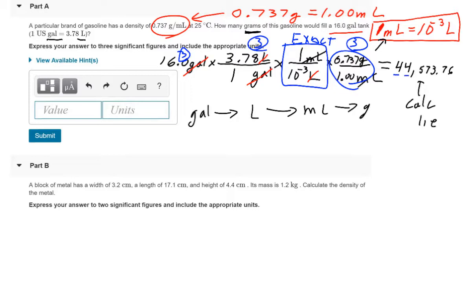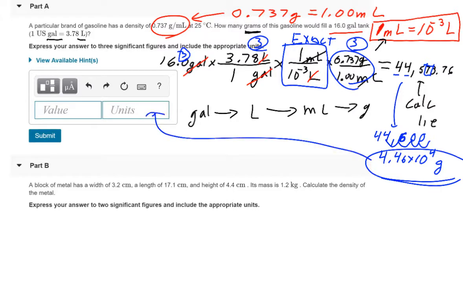1, 2, 3. We'll round on the basis of the 7. So that means we've got 44,000. That 5 is going to become a 6. 600. We could put this in scientific notation. 4.46 times 10 to the 1, 2, 3, 4 times 10 to the 4th. And our units would be lowercase g for grams. So that's that one. Now let's take a look at the second one.